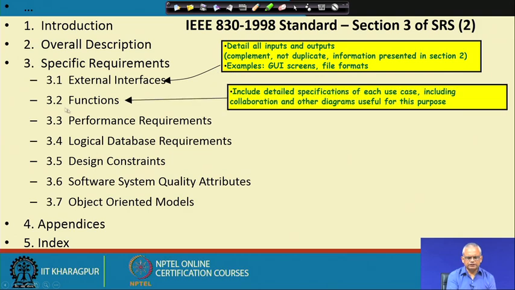This is the main section, the functional requirements. This will contain the detailed specification of each functionality or use case, including collaboration and other diagrams. We will see these diagrams later.